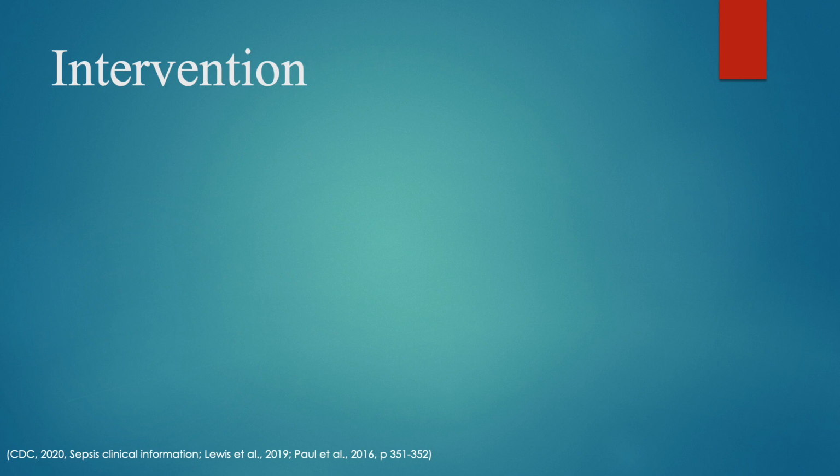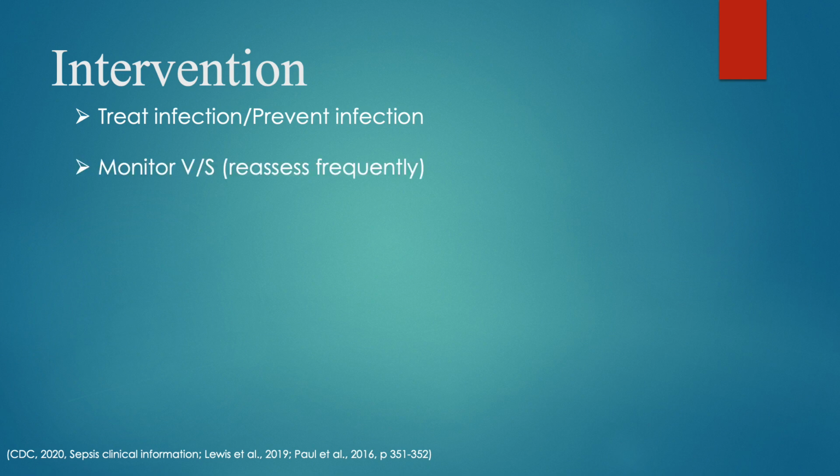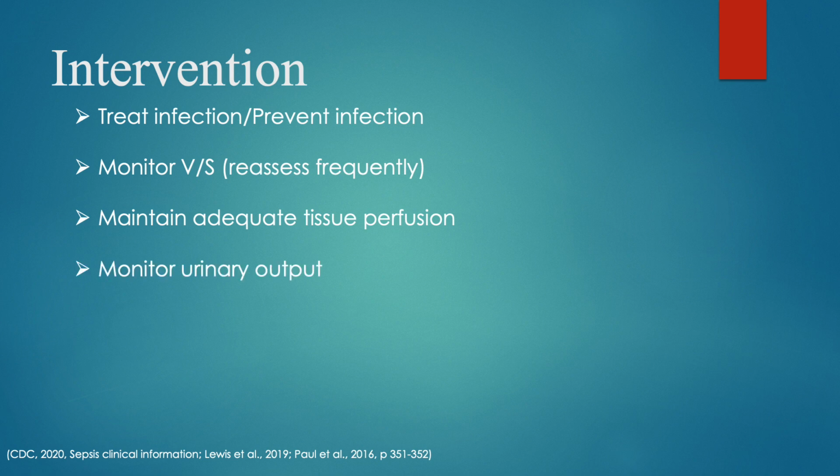Nursing interventions are going to include treating and preventing infection, including antibiotic administration, wound care if applicable, removal of invasive tubes, and using strict aseptic technique for all procedures. Vital signs should be performed at least Q1 hour or more frequently if warranted. O2 supplementation as necessary and IV fluid administration. Monitoring urinary output.